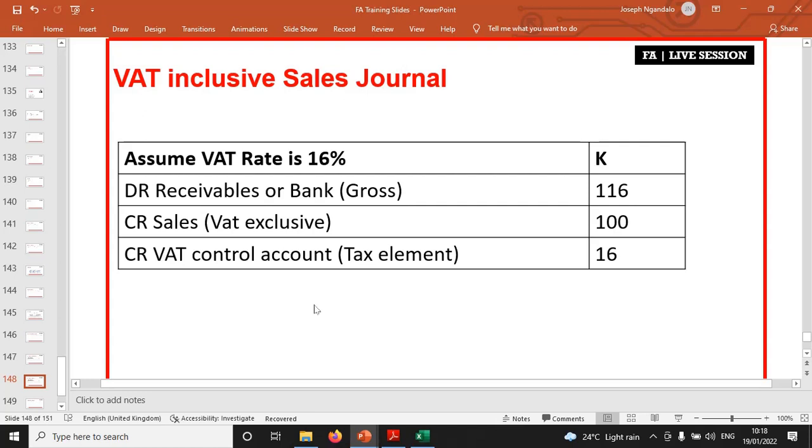But on top there we change. This is a sales journal, isn't it? Sales journal.